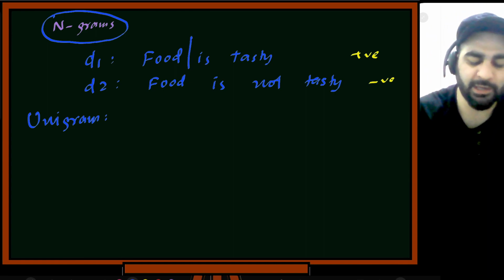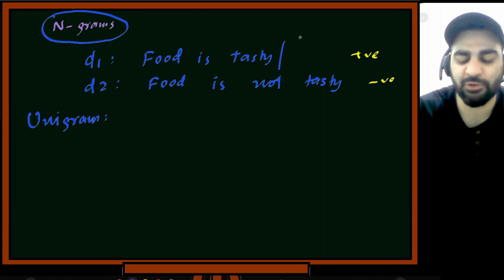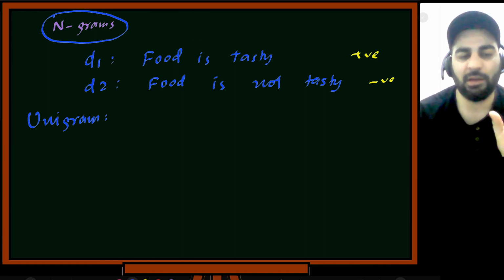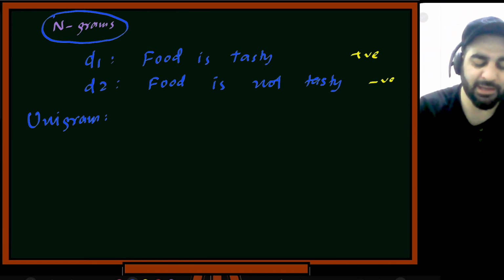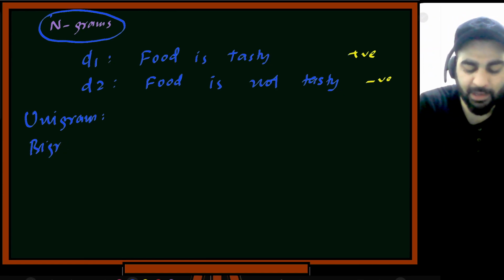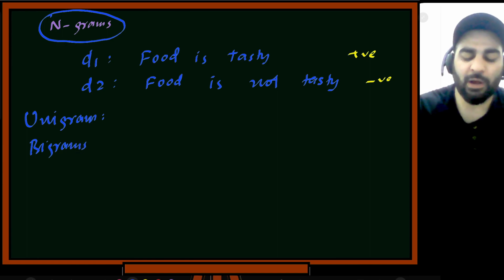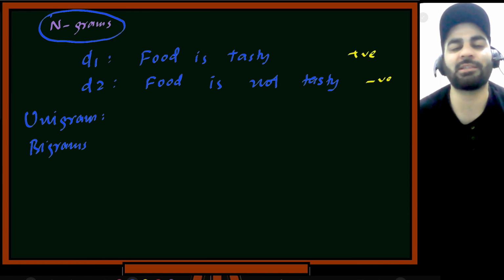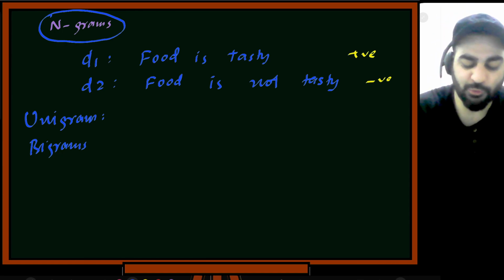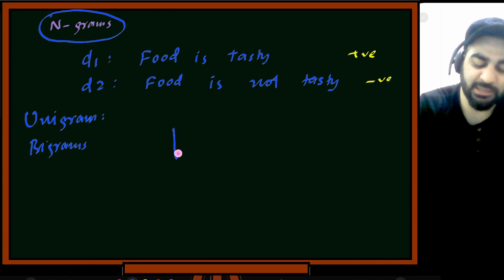So food over here is a unigram. If I tokenize like this, each of these is a unigram because I am taking a single word. If I take a single letter also, that's also a unigram. Then we have bigrams. Bigrams basically mean I am taking two words at a time. So when I'm constructing the vocabulary now, I won't consider just one word at a time. When I was in the bag of words, I was considering a vocabulary first.